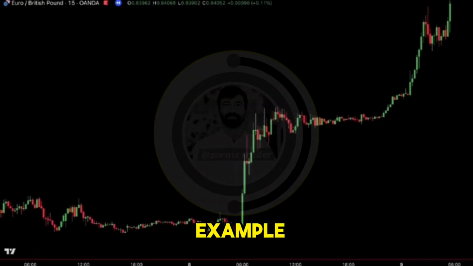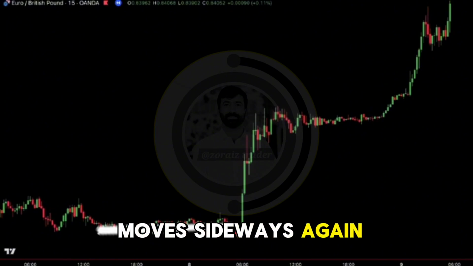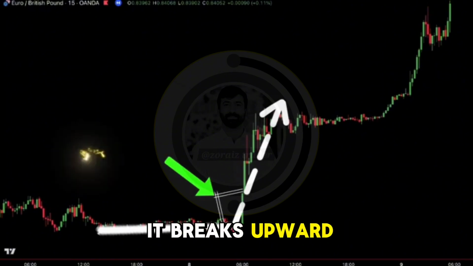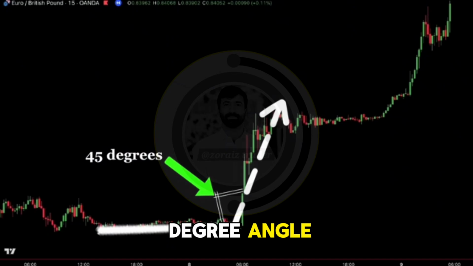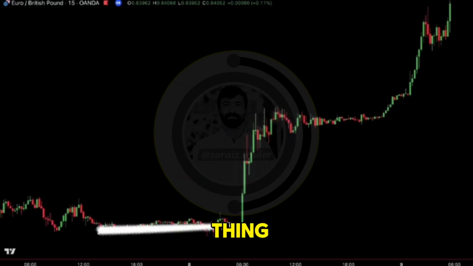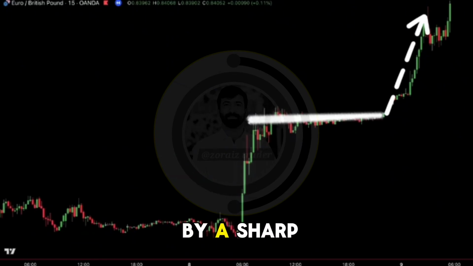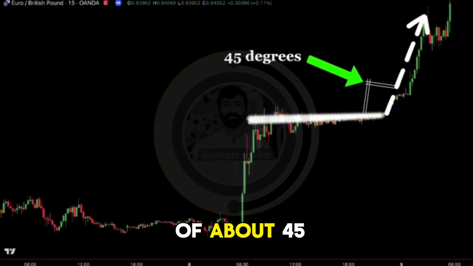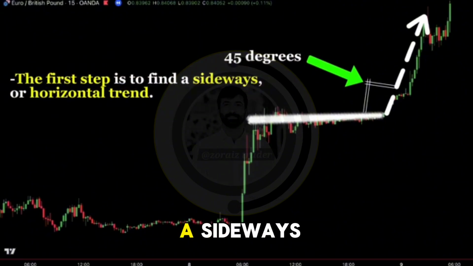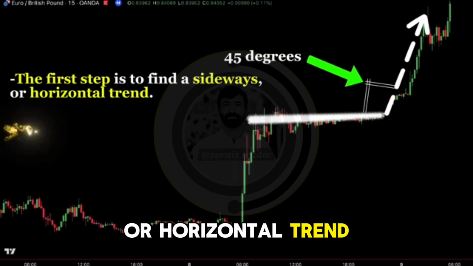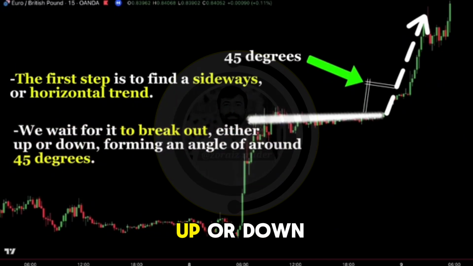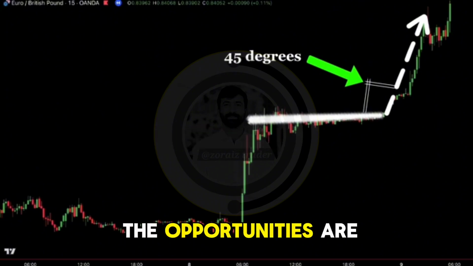Let's find another example here. The trend moves sideways again, but this time it breaks upward, forming another 45-degree angle. Over here we see the same thing: sideways movement, followed by a sharp move upward at an angle of about 45 degrees. So here's the key. The first step is to find a sideways or horizontal trend. Then we wait for it to break out either up or down, forming an angle of around 45 degrees. This is where the opportunities are.